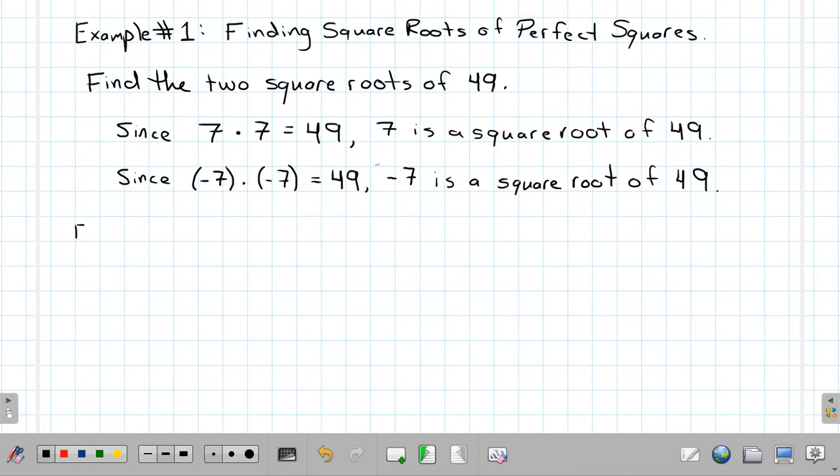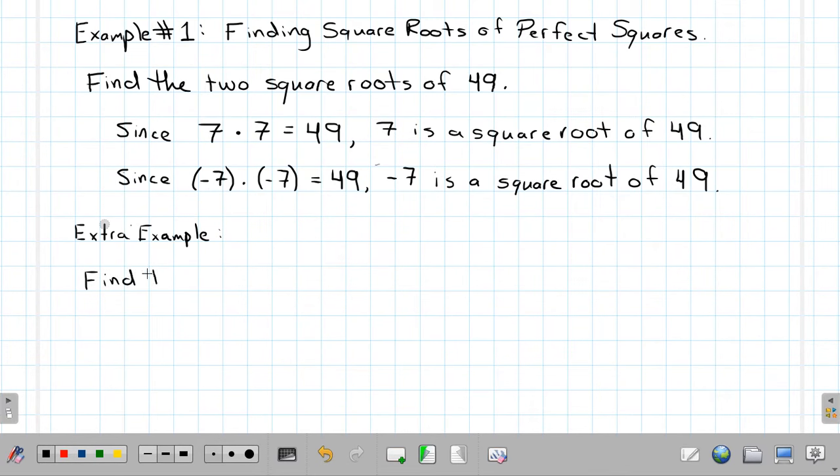So just to clarify this even further, let's look at an extra example here. This is one that's not in the book, but just so everybody's on the same page. Find the two square roots of 64.